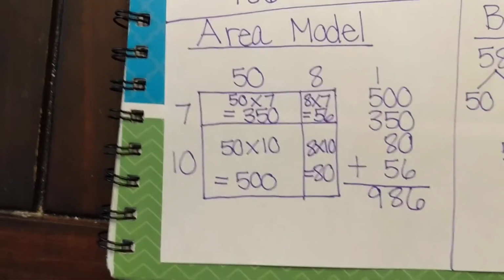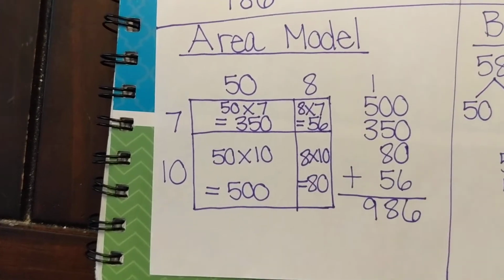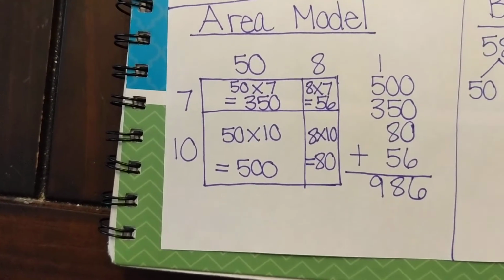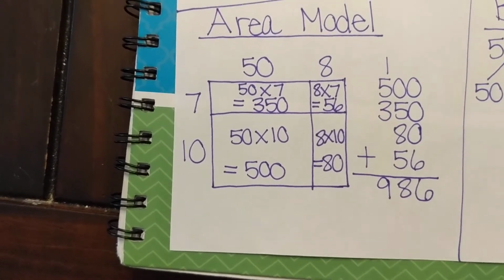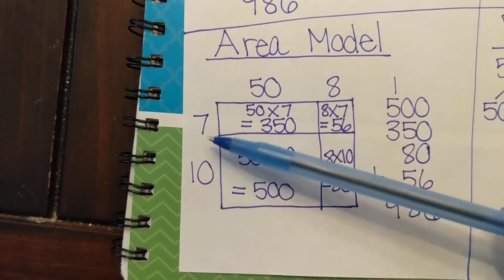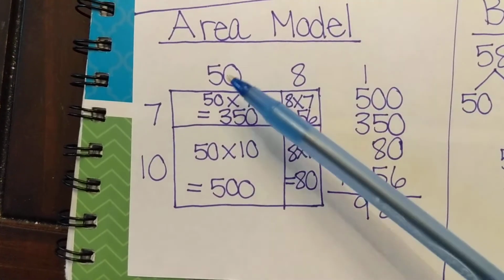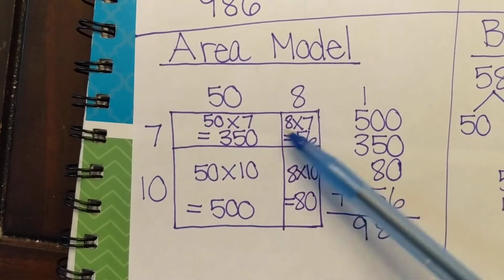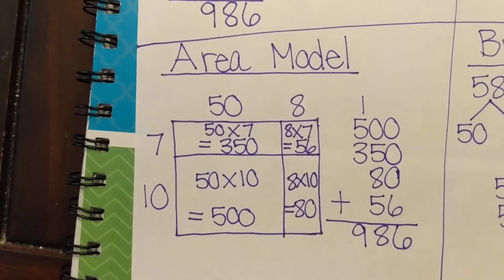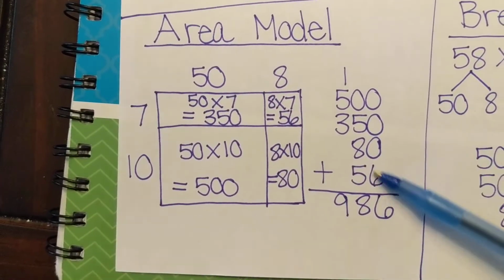So the next one is the area model. This is very, very popular in our classroom because a lot of students really see how we split it up. So we split the numbers up into their place values, meaning we split it up into their tens and their ones, and their tens and their ones. So then we do 50 times 7, 8 times 7, 50 times 10, 8 times 10, and then what we do is we add them up over here.